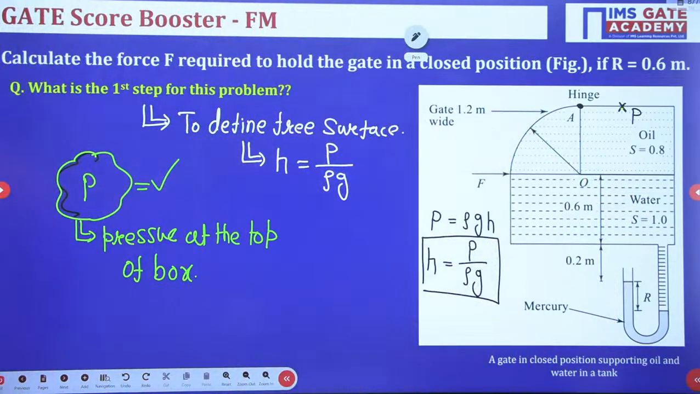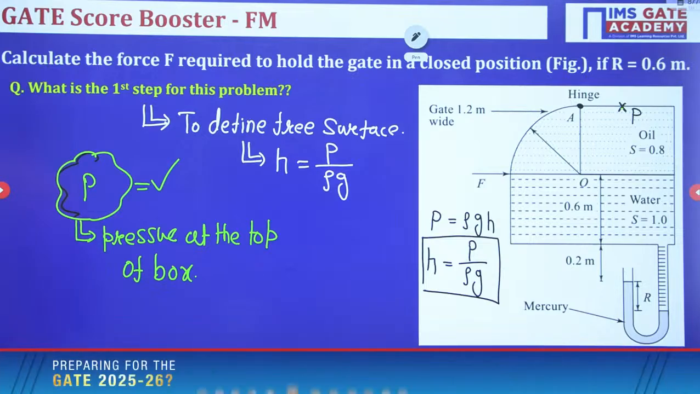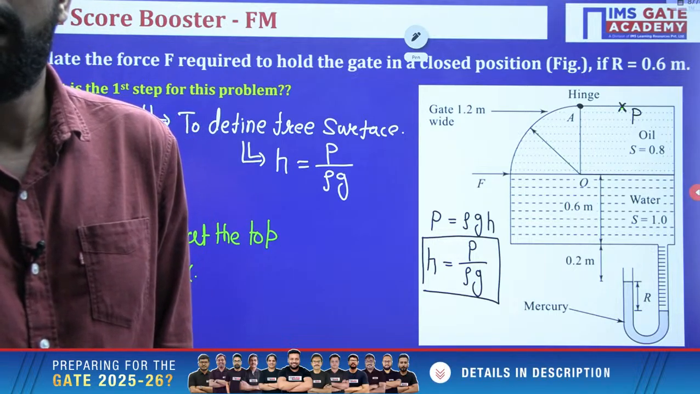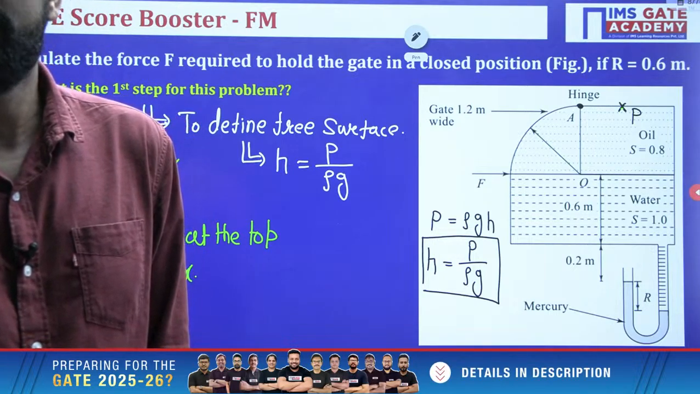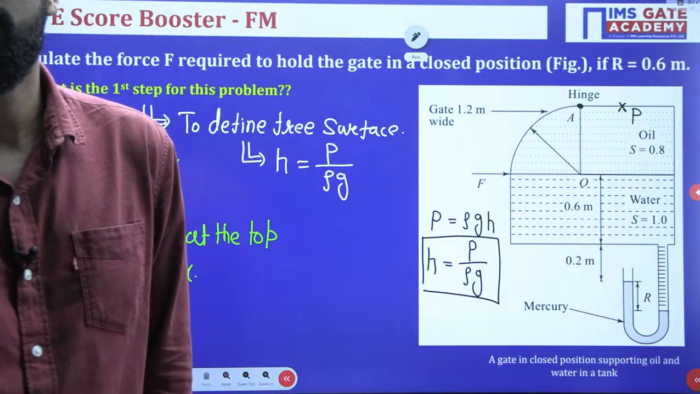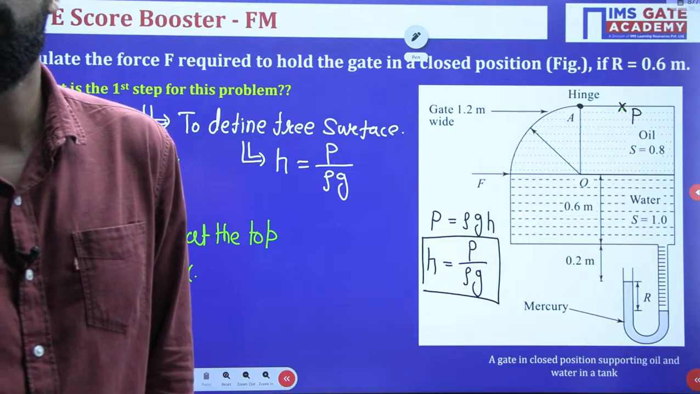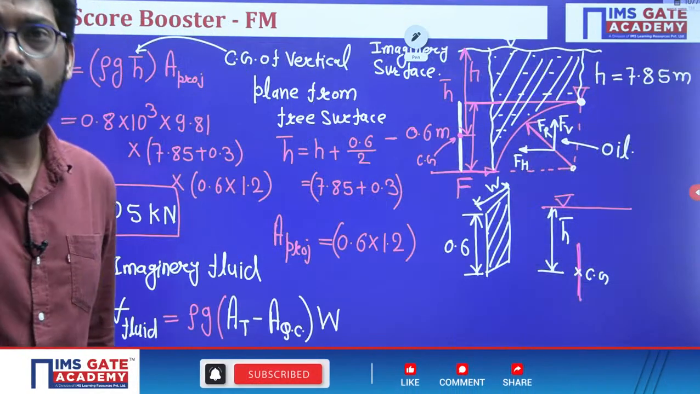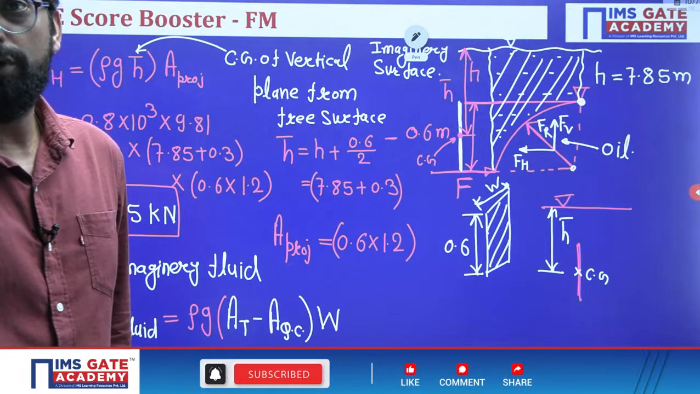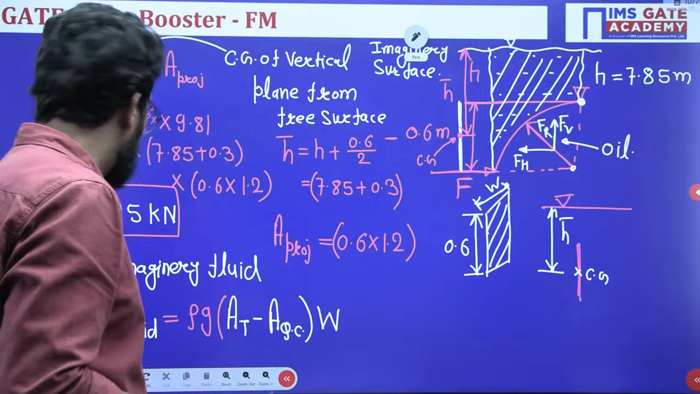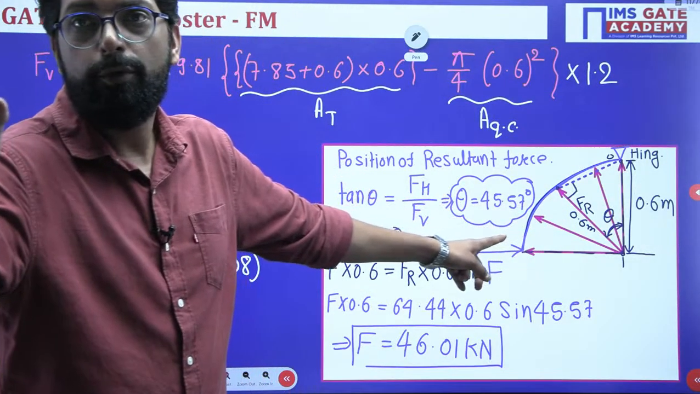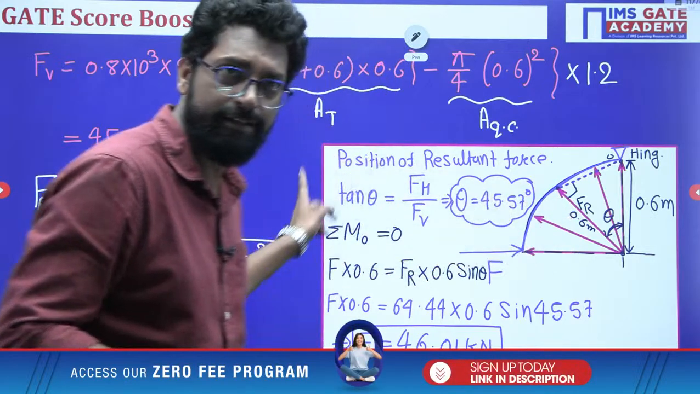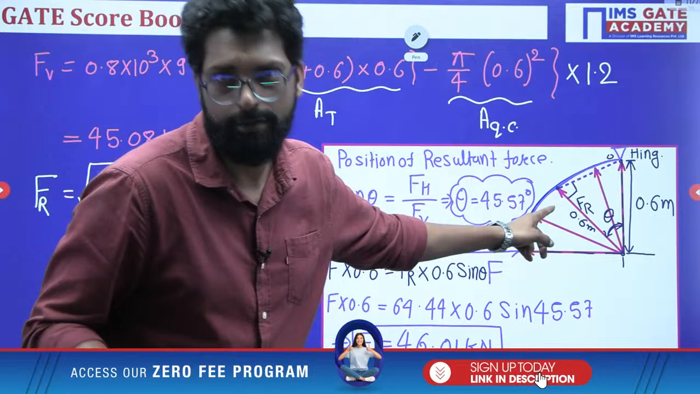Now, let's decompose the resultant F into x and y components. While taking a moment about the hinge, only the x component contributes to the moment. No, not the x component. Sir, let's decompose the resultant force. Yes, we can decompose this resultant force into the x component. So this FR has an x component, what is that? FH. And the y component is FV. Yes, FH and FV.